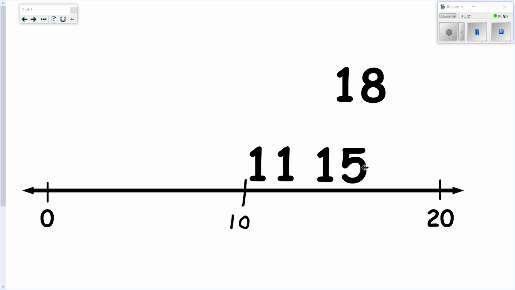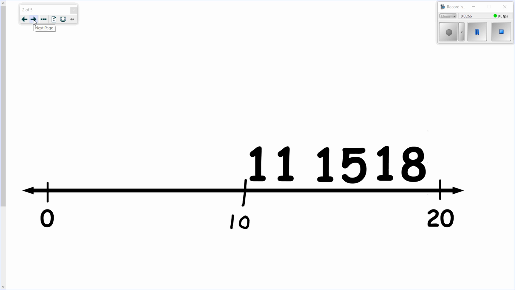Honestly, I would probably make these numbers a little bit smaller if I was writing this on a test, but they're a little bit big. We'll just have to make do. Finally, we've got the 18 here. 18 is greater than 0, it's greater than 10, greater than 11, greater than 15, but less than 20. So we're going to put it right here. All right, so now we've ordered our numbers, 11, 15, 18, and we have placed them on the number line in the correct order. It's as simple as that.